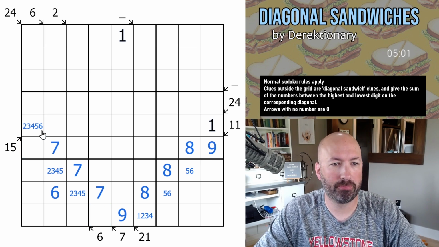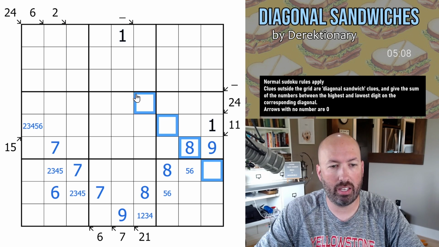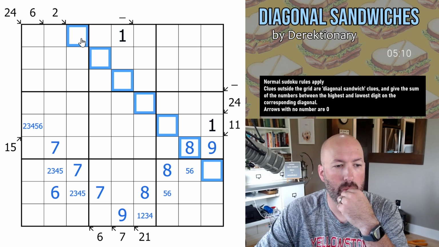Where do we want to look next? This one, ooh, this one has an 8, which is interesting.